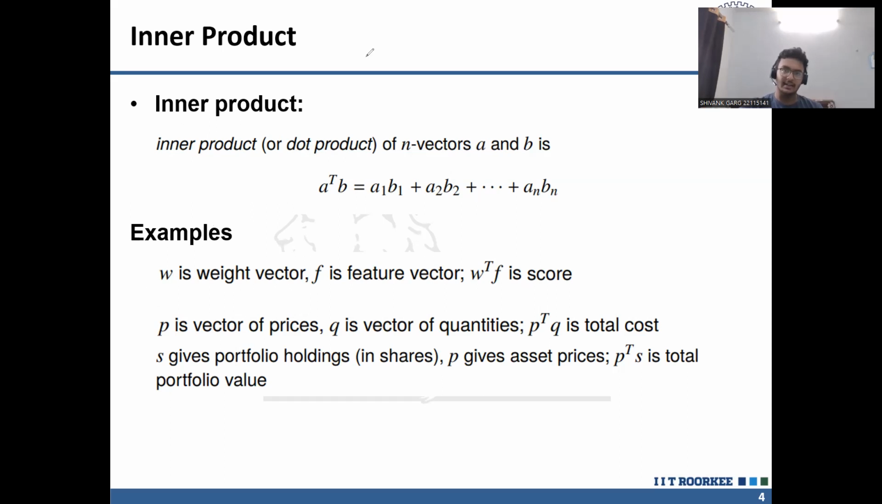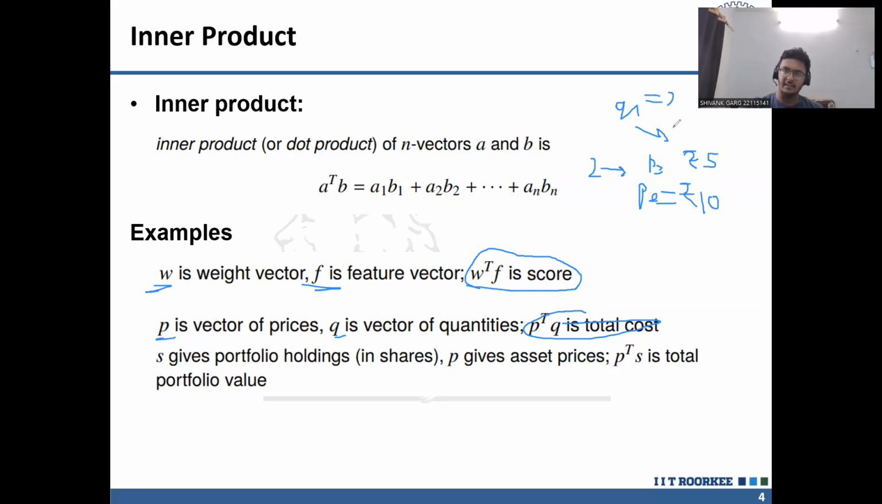For example, on the application side, if we consider W to be a weight vector and F to be a feature vector, W transpose F is the score. This is something which is really useful in machine learning and deep learning models nowadays. Now if we consider P as the price and Q as the quantity, P transpose Q is the total cost that is spent. For example, if there are two items and the price of one is 5 rupees and the price of the second is 10 rupees, and you buy a quantity 2 of the first item and 3 of the second item.